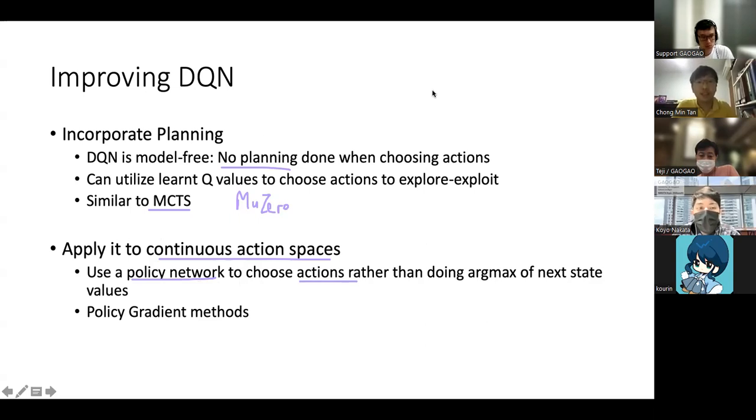These kinds of methods are called policy gradient methods. Policy gradient methods are basically what I talked about last week. The methods available are like PPO or A2C, A3C. All these are quite popular methods.